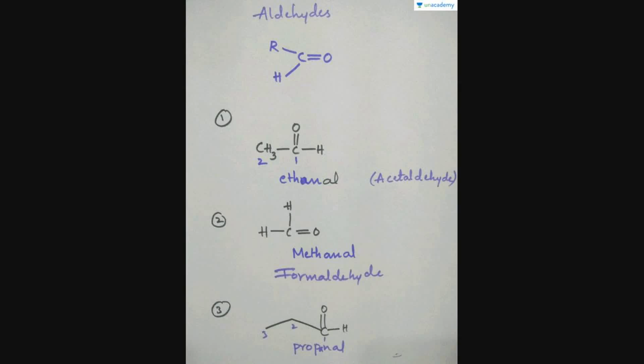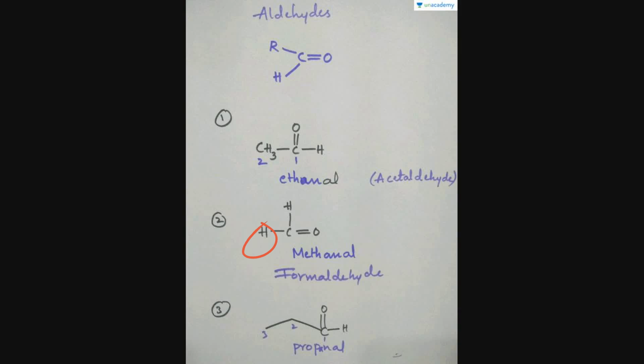The carbonyl group is attached to one alkyl group and a hydrogen atom. There is an exception here: methanol has 2 hydrogen atoms. The carbonyl group is attached to 2 hydrogen atoms. Now let's see how to name aldehydes.